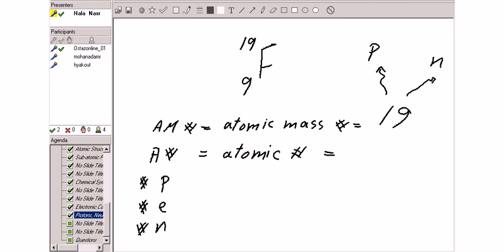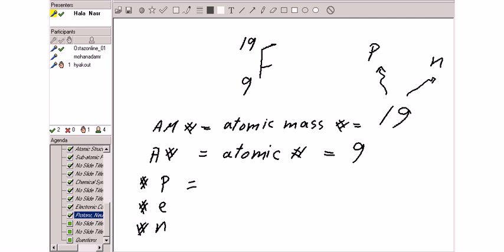Now, what about the atomic number? It's so small, so it's the smaller number. So the atomic number is 9. Now, who can tell me in this example, what's the number of protons? Yes, Mr. Hassan. We will subtract the atomic mass. No, sir, I need the proton number. 10. No, sir, the proton number.